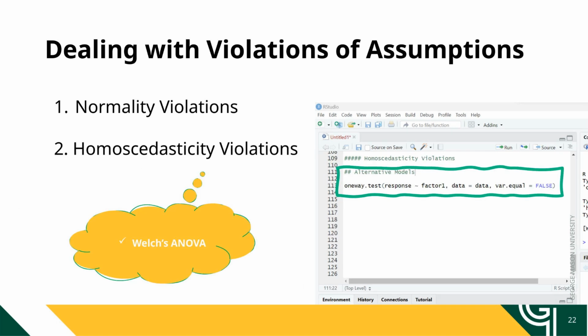If homoscedasticity is violated, the F-test in ANOVA may not be valid, leading to increased chances of Type 1 errors. If Levene's test indicates that variances are unequal, Welch's ANOVA is a more appropriate test, an alternative to the traditional ANOVA that adjusts for unequal variances.